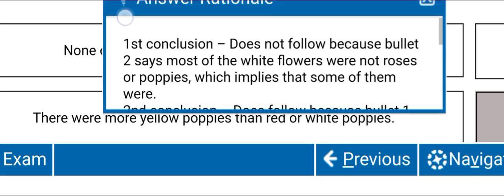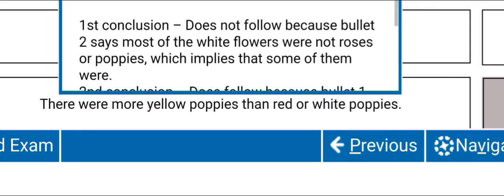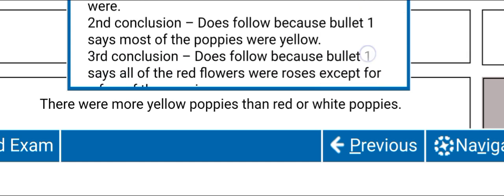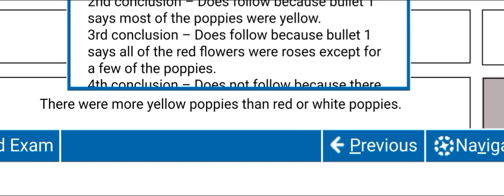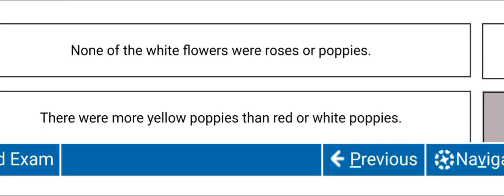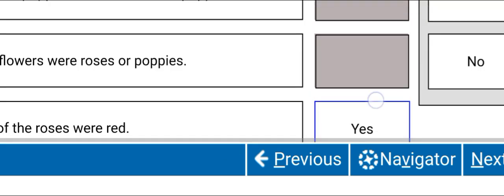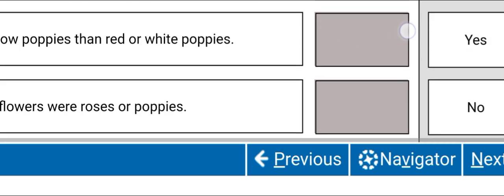Now we have the second conclusion, which says that there were more yellow poppies than red or white poppies. It does follow because bullet 1 says most of the poppies were yellow. So that means the second conclusion does follow the statement. So we will drag a yes and drop it here in front of the second conclusion.